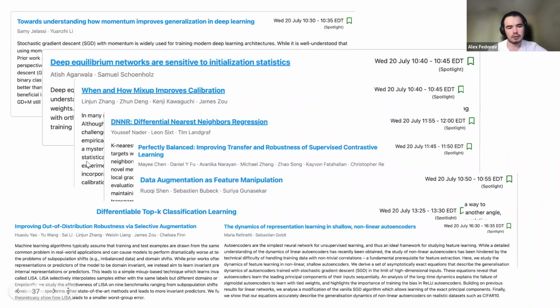Mostly I want to point to differentiable top-K classification learning, or there is a differentiable nearest neighbor. It's about how you can take previous machine learning algorithms and make them differentiable so they will work end to end within your neural network. There are a lot of tricks on mix-up. There are deep equilibrium networks, and there is a fixed point iteration project with Sergey. And there are a lot of papers explaining, for example, optimization, like momentum in stochastic gradient descent, or other optimization methods. There is a lot of work on out-of-distribution, and there are still works exploring shallow and wide neural networks. That's all.